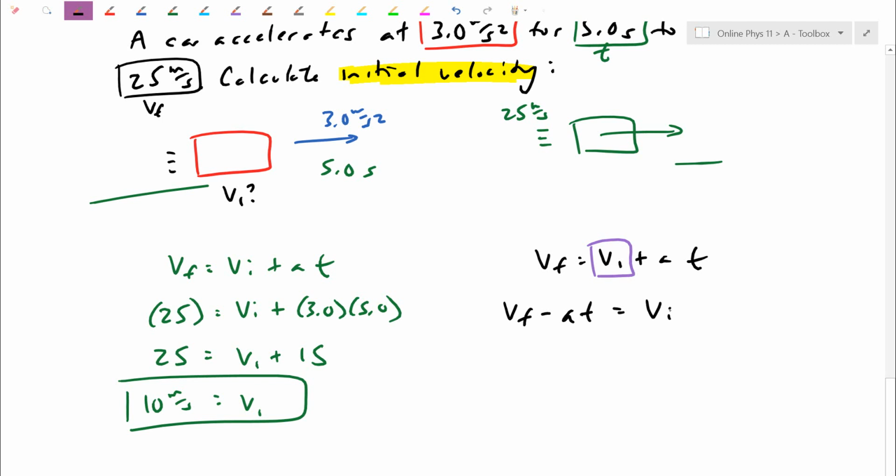So that gives us another lens, another way of interpreting this here. Your final speed, if you subtract off your acceleration rate and how long you accelerated for, would give you initial speed. You'll notice that the math ends up being exactly the same, which it should.